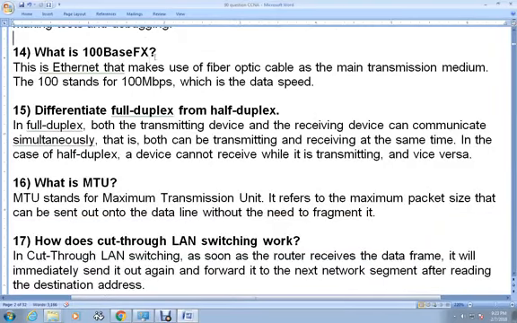What is 100BASE-FX, guys? This is Ethernet that makes use of fiber optic cables as the main transmission medium. The 100 stands for 100 Mbps, which is the data speed. Okay, there should not be any confusion in this.